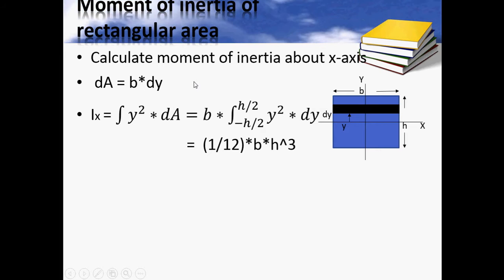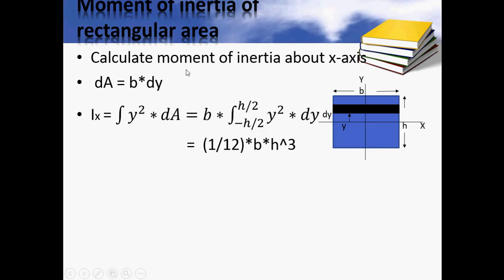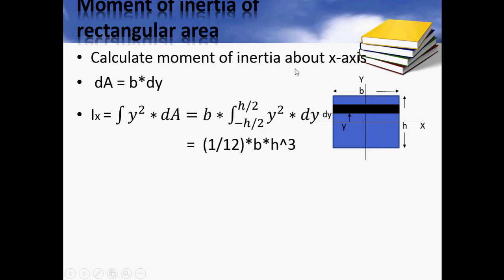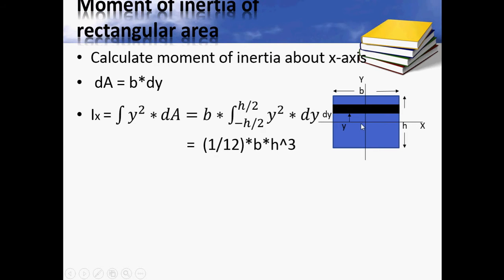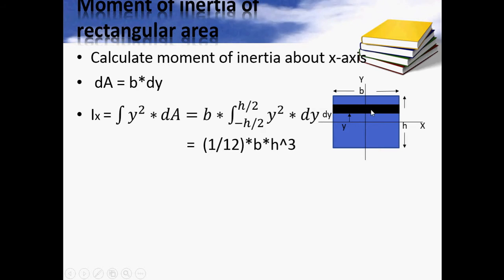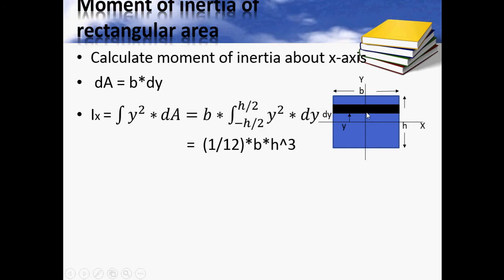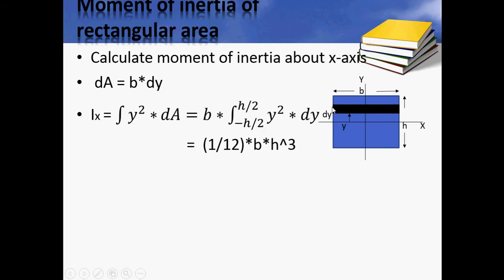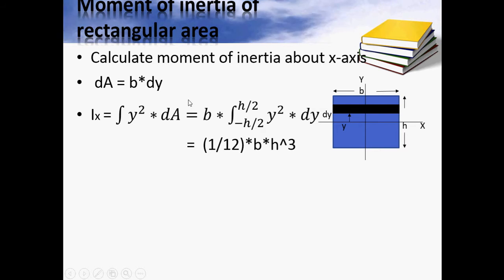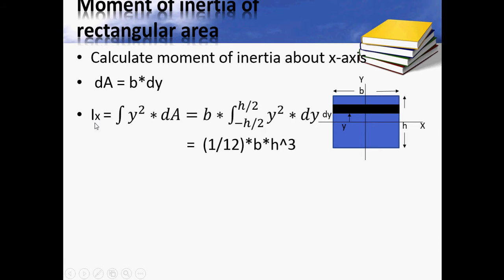Now let me illustrate moment of inertia by integration through an example, by calculating the moment of inertia of a rectangular area. We are required to calculate the moment of inertia about the x-axis passing through the center of the rectangular area. So let us consider a rectangular strip at a distance y from the x-axis. Its thickness is dy and length is b. The area of the strip dA is equal to b into dy.